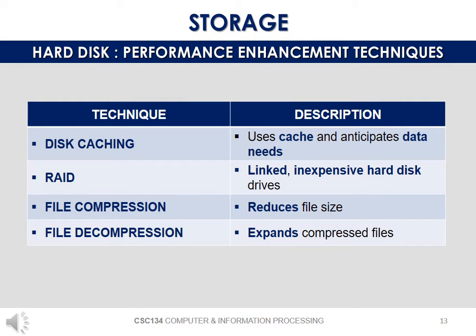Performance enhancement techniques of hard disk. First technique is disk caching, which uses cache and anticipates data needs. RAID links inexpensive hard disk drives. File compression reduces file size. File decompression expands compressed files.